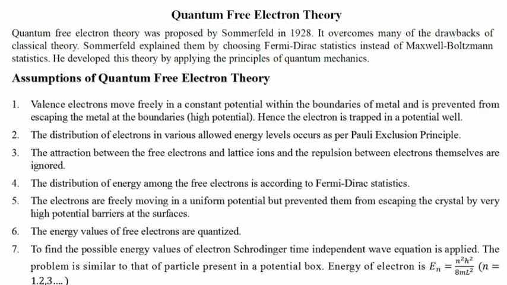The energy values of the free electrons are quantized, and to find out the possible energy values of the electron, we can use the Schrödinger time independent wave equation. This problem is very similar to that of a particle in a potential box, and the corresponding energy of the electron is En = n² h² / 8 m l², where n = 1, 2, 3, etc.